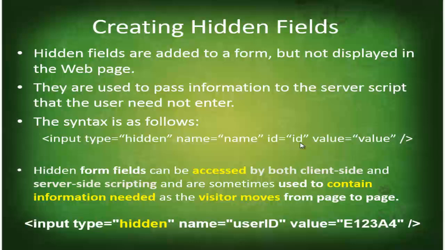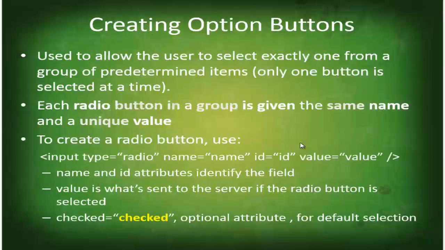So you keep that information hidden from the user in the form. An ordinary user will not be able to detect that there is a hidden field, but if the user is a bit intelligent, they can open up the source code and then they can see the content. The next one is the option buttons.